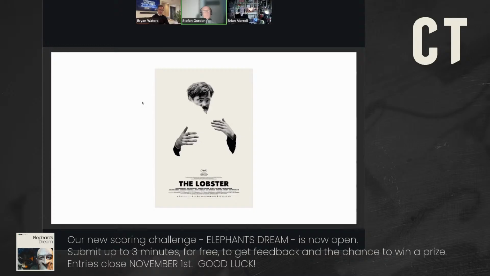So this has moved forward. The Lobster in 2015, a Yorgos Lanthimos film, is surrealist, but not in the traditional sense. It doesn't have this weird dreamlike imagery, but yet also it kind of does in its own way.